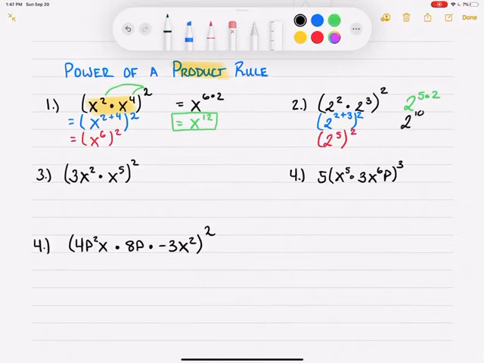which is 2 to the power of 10. This may require a calculator, but 2 times 2 is 4, times 2 is 8, times 2 is 16, times 2 is 32, times 2 is 64, times 2 is 128, times 2 is 256, times 2 is 512, times 2 is 1024. So 1024.